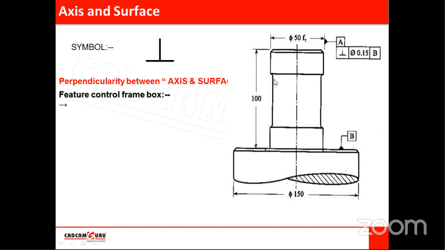So this will have error or tilt in this direction, or this direction, or perpendicular to the screen also. If you are watching, perpendicular to the screen it may also get deviated or tilted. So tilt can be in all circular directions. This axis may get tilted in all directions around this ideal axis. So we have to put the diameter symbol there, a circular zone of deviation.